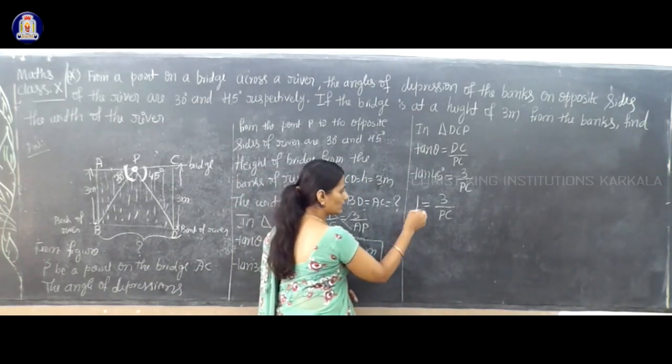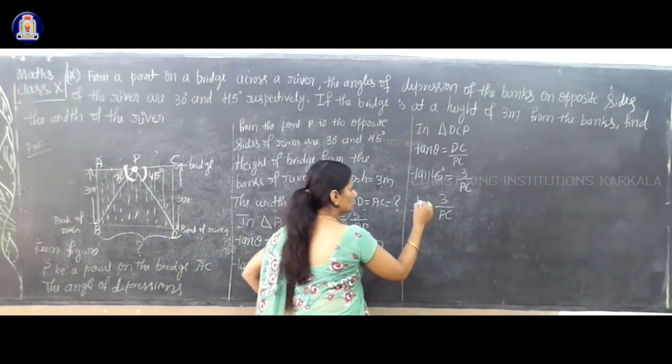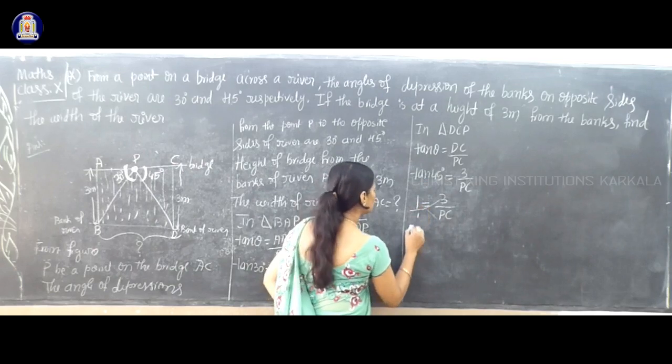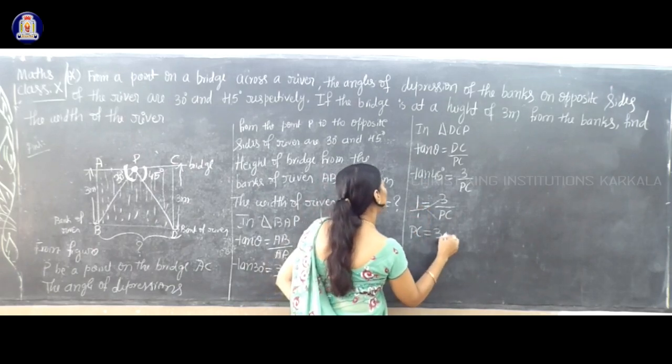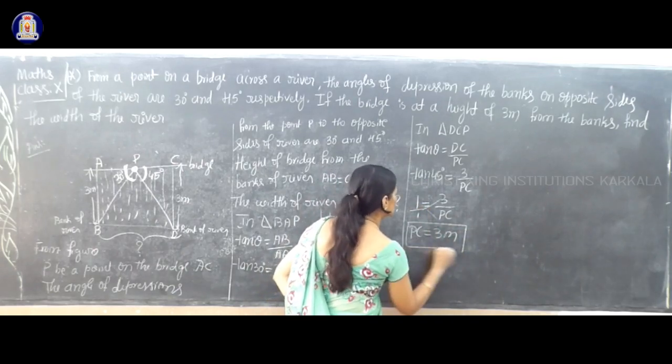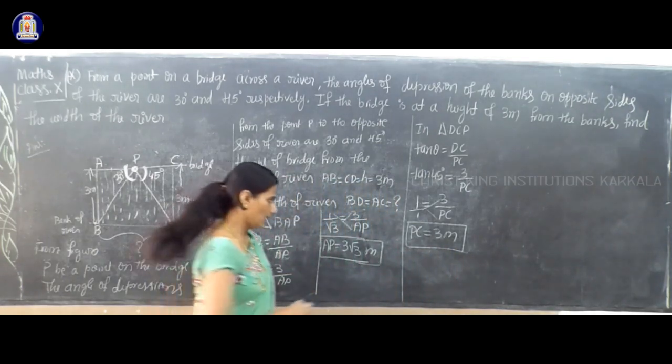So 1 means 1 divided by 1. Cross multiply: 1 into PC is what? PC is equal to 3 meter.